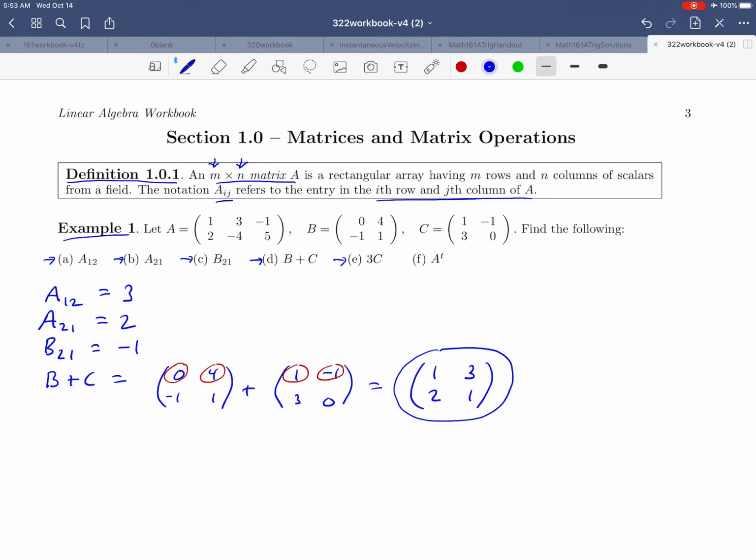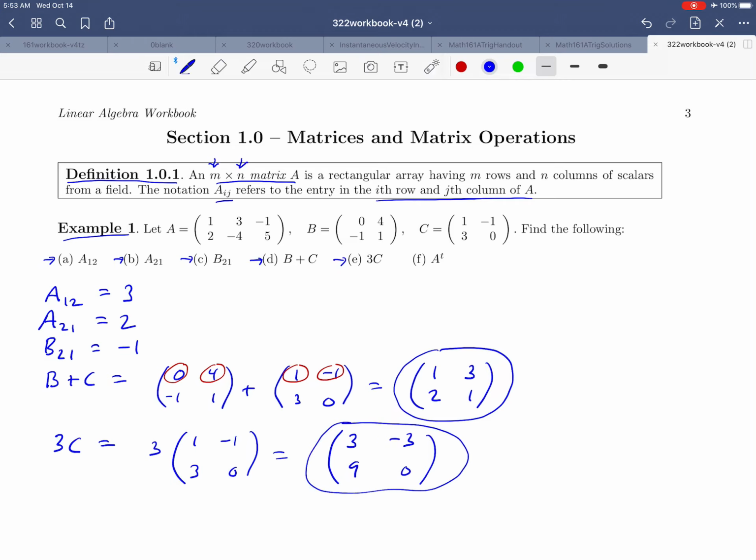Moving on here, what about 3 times C? How would we calculate that? There we're taking the number 3 and we're multiplying it by the matrix 1, -1, 3, 0. Multiplication by a scalar, that's kind of our name for a constant, is just taking that scalar 3 and multiplying it by each entry in our matrix. So we're going to get 3, -3, 9, and 0 if we complete that. And there's our result.